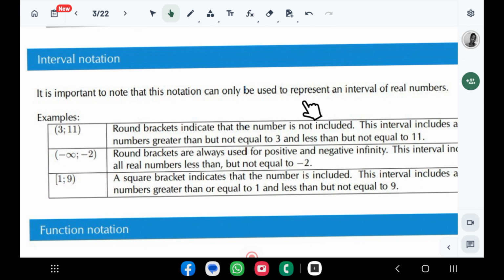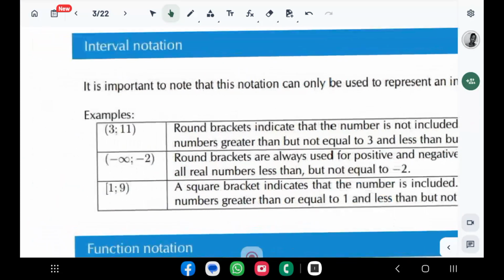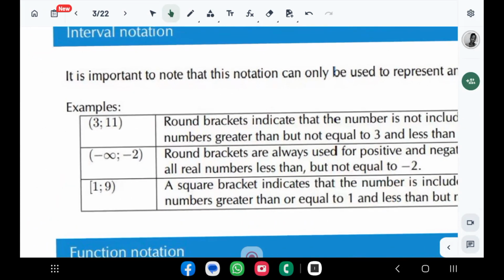This notation can only be used to represent an interval of real numbers, meaning that imaginary numbers do not apply here. If you're not sure what an imaginary number is, go through that video on the number system that I posted a few months ago. Now, you use brackets to indicate this type of notation, which is the interval notation.